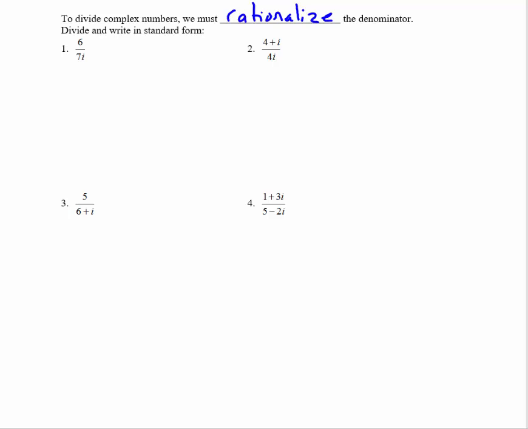So divide and write in standard form. Number 1, 6 divided by 7i. Well, we can't reduce 6 over 7, so the dividing really is done, but we need to get rid of the i. So remember what i squared is. i squared is negative 1.